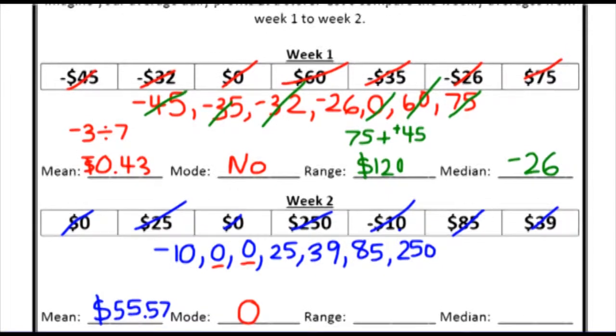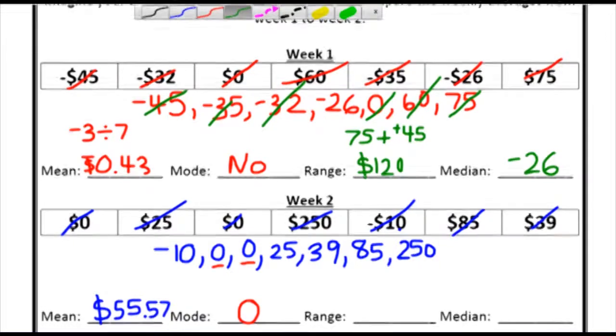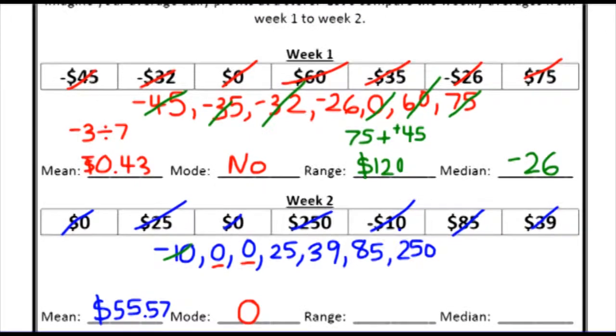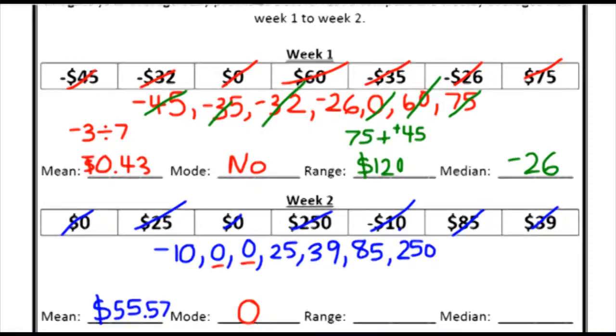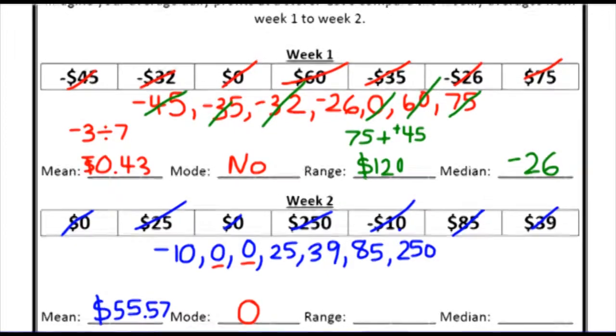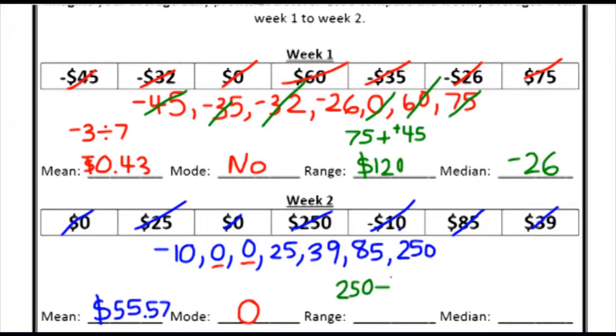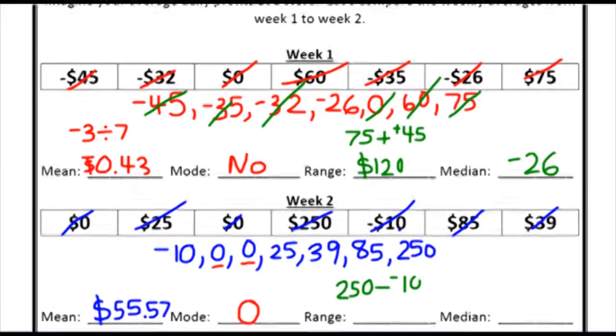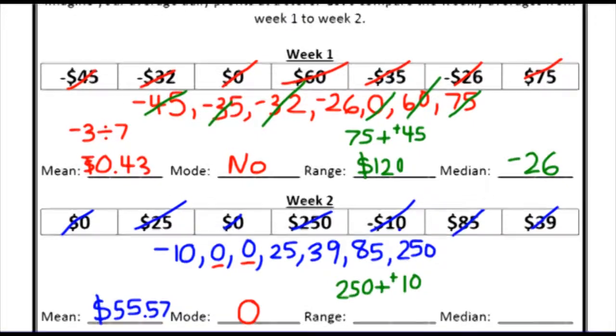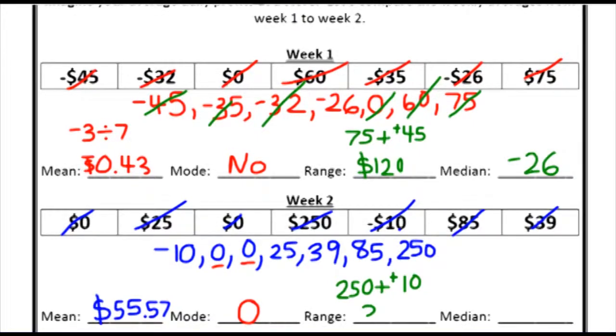My range, I'm going to cross out left. Oops, sorry. Range is subtraction. So I'm going to do 250 minus negative 10. You take the big value, watch your negatives. 250 minus negative 10. When I have minus a negative, it's really plus a positive. 250 plus 10 is 260.